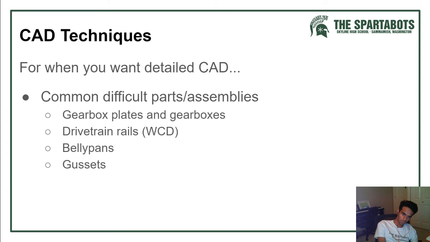For drivetrain rails, same thing applies here. Make sure it's symmetrical, so you can just mirror it. In Onshape, there are feature scripts that allow you to convert rectangular prisms into tubes by just clicking on them. So that makes doing the West Coast drives a lot easier, but just mirror the sketch. And then belly pans, probably one of the hardest individual parts to CAD.